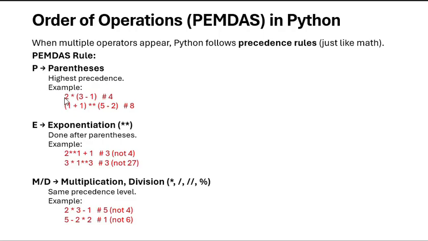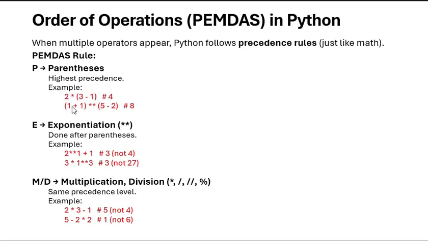Let us see an example. 2 into (3 minus 1). You have to solve what is inside the parentheses, not that 2 into 3. You have to solve what is there in the parentheses. It will be 3 minus 1, 2. Then 2 into 2. Again you have to multiply the result with that 2. You will get 4. 4 is the result here.